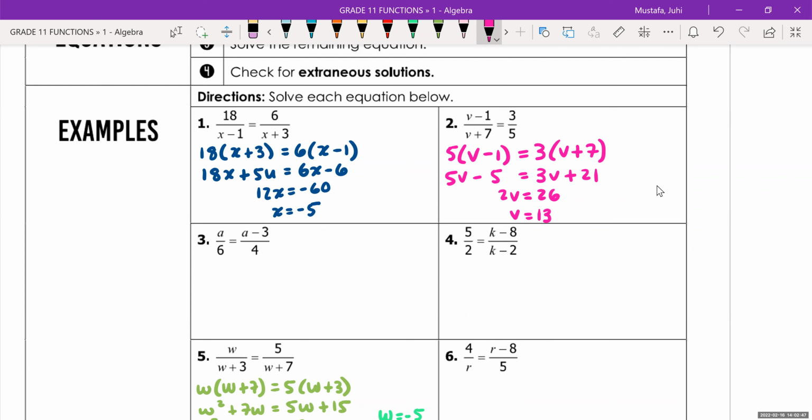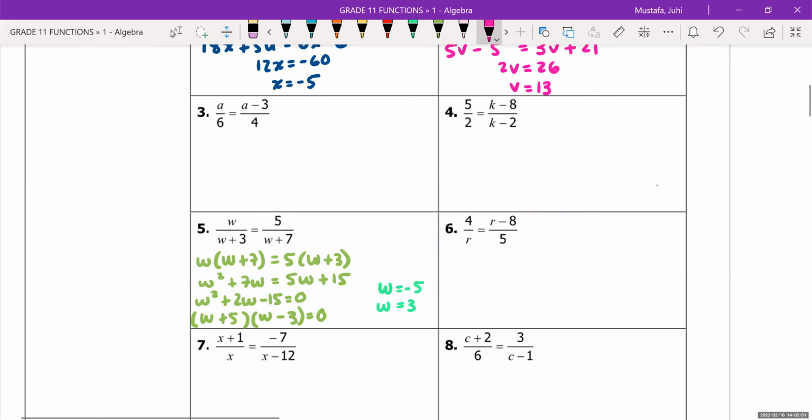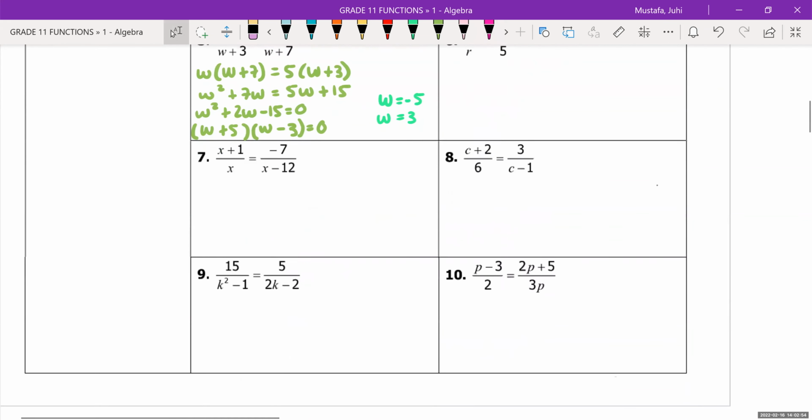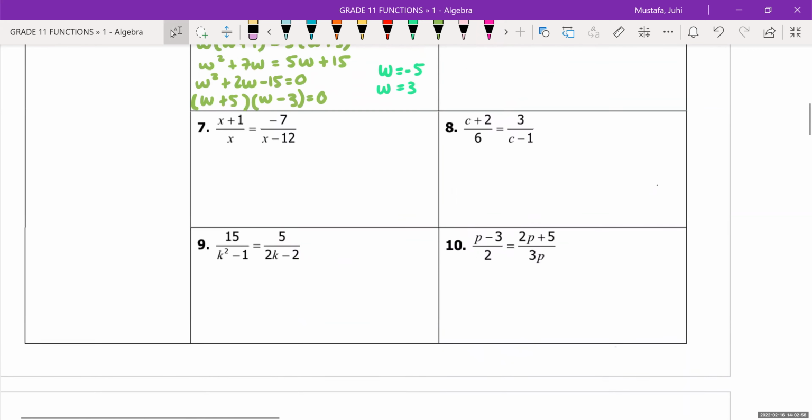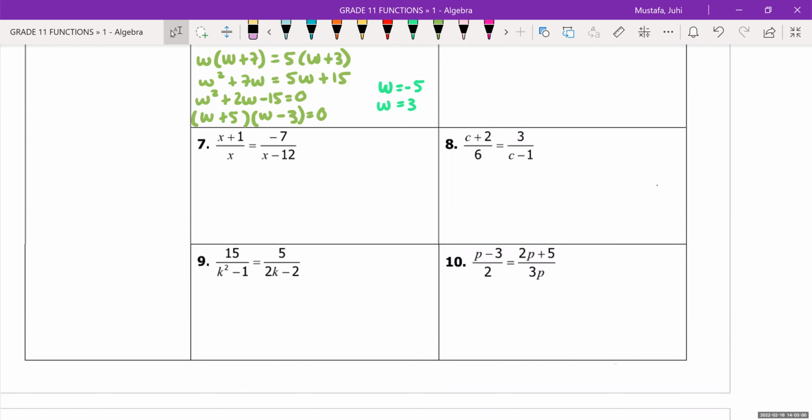Did this make sense? Questions? Okay, let's go on to question 8. Actually, let's go on to question 10. Okay, so for question 10, we're going to cross multiply again. We're going to get 3p times p minus 3, all in brackets, is equal to 2 times 2p plus 5.